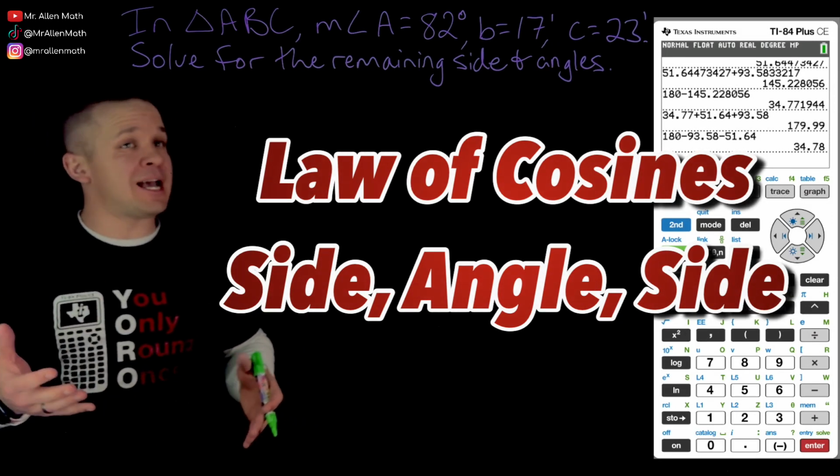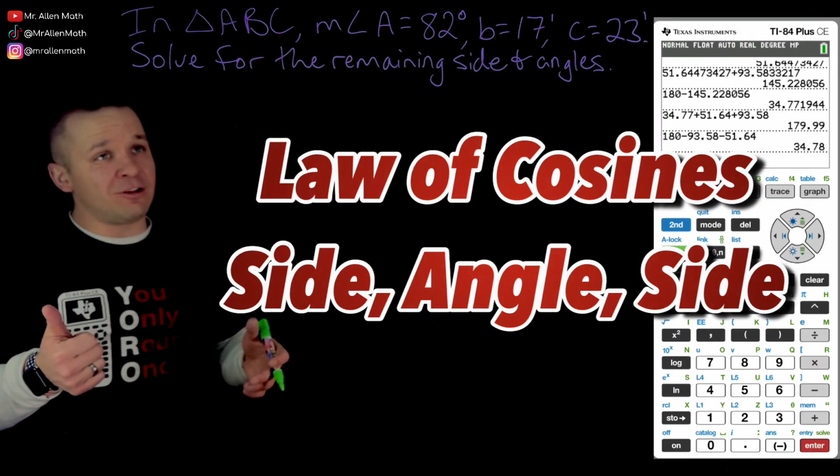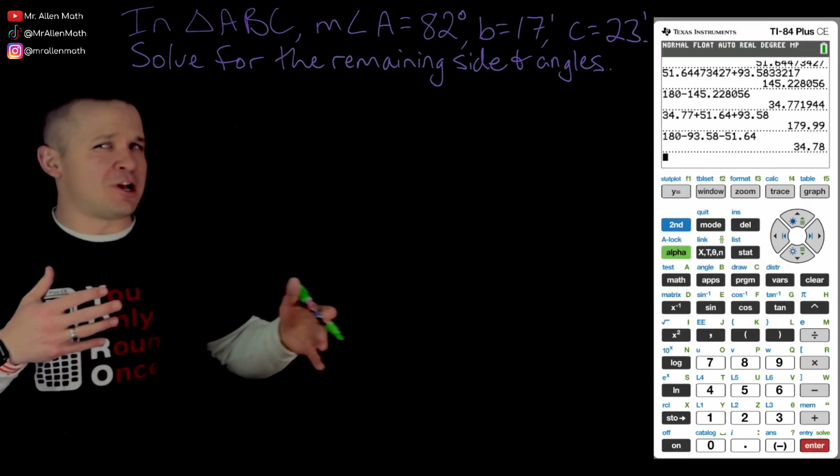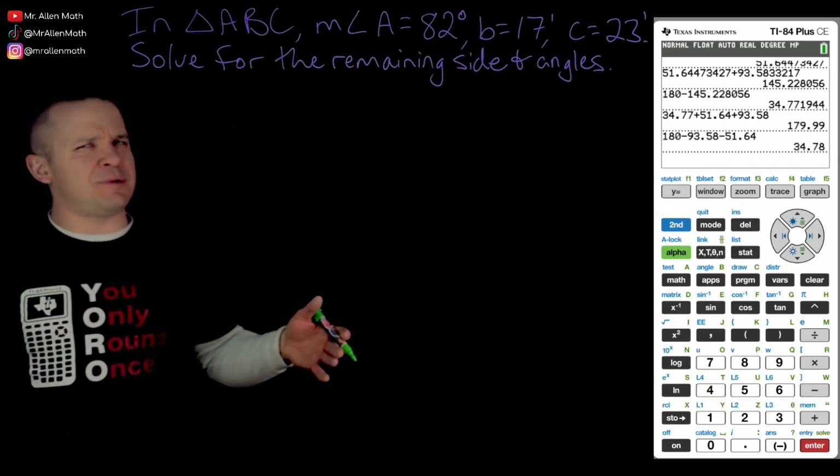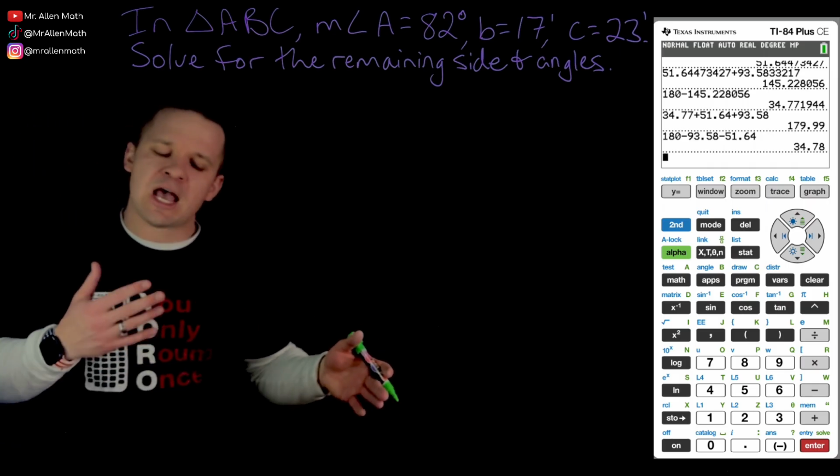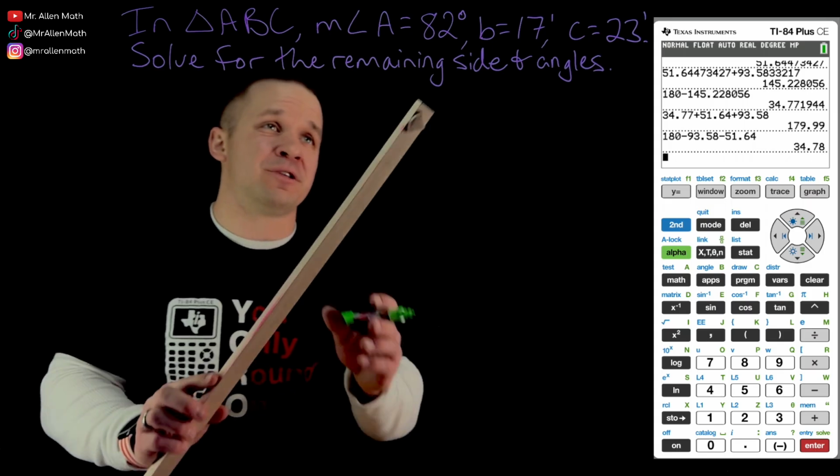Now, I got triangle ABC as always, but for this one I've got an angle and two known sides. I got to solve for the missing side and angles, but is it going to be law of sines or law of cosines? I think it's best to just draw a picture and figure this thing out.